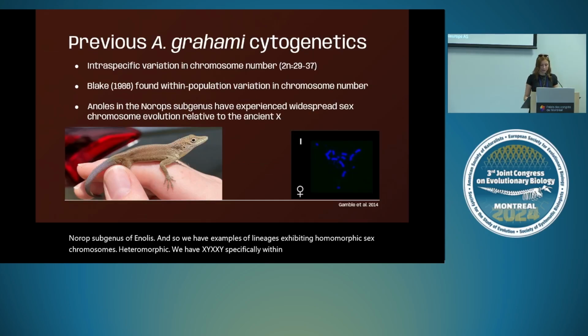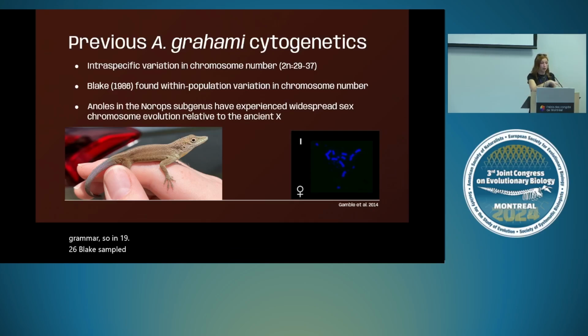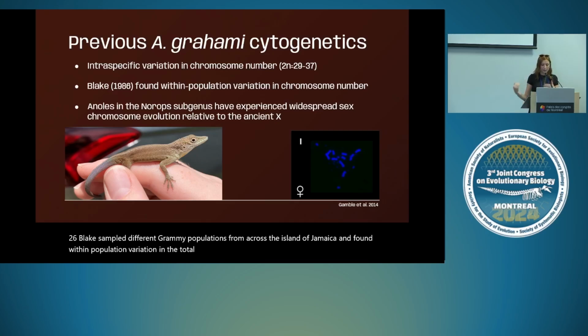Now, one lineage that has shown some really interesting chromosomal evolutionary patterns is Anolis grami. In 1986, Blake sampled different grami populations from across the island of Jamaica and found within population variation in the total chromosome number. And then this was echoed by Gamble et al. in 2014, that also showed this intraspecific variation in total chromosome number. So we have an estimated 2N from around 29 to 37.